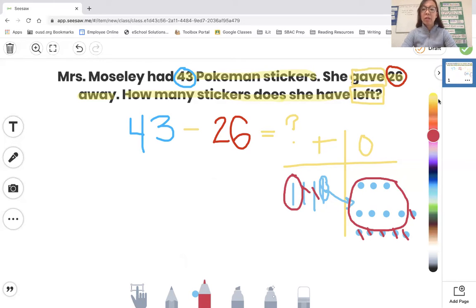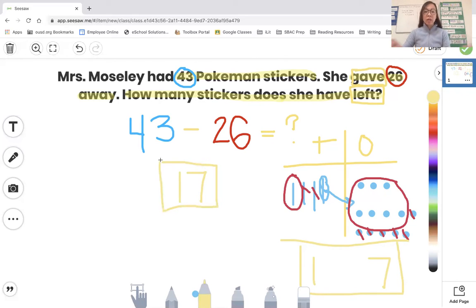Alrighty. Now I can solve. I can get my difference. Here it is. I had 7 ones and 1 ten. My difference is 17. So Mrs. Moseley has 17 stickers left. Is that enough for our whole class? Nope. Good thing I figured that out. Otherwise, next time I try to give these stickers out, I wouldn't have enough for everyone.